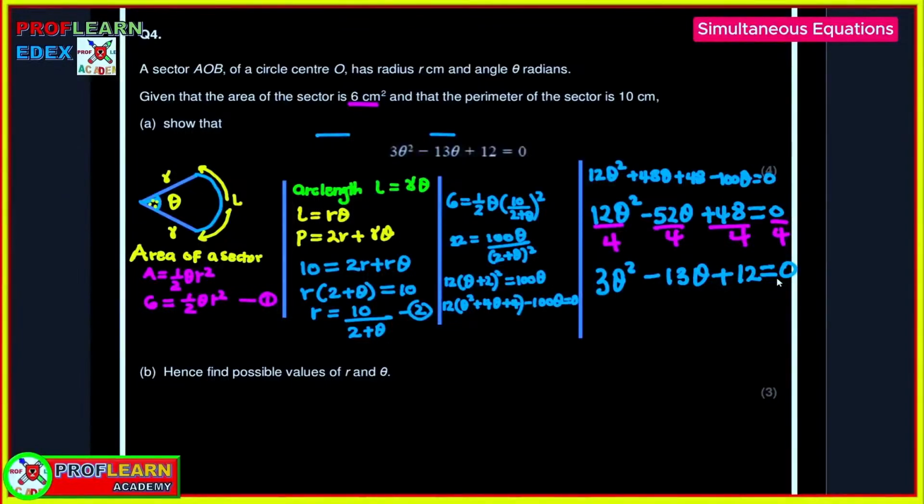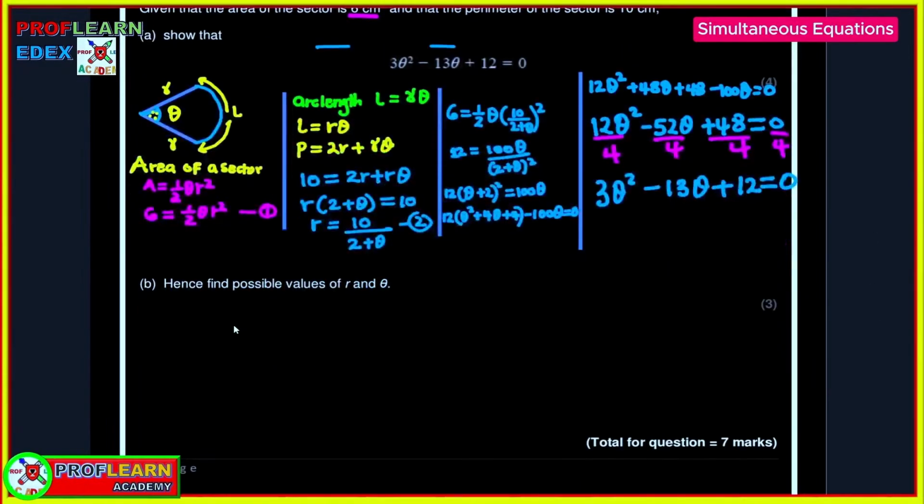To have an equation that has only theta. Then hence find possible values of r and theta. And in this case, we are going to solve the quadratic equation that we had formed in terms of theta. Once we have the quadratic equation solved, we'll be in a position now to find the value of r.